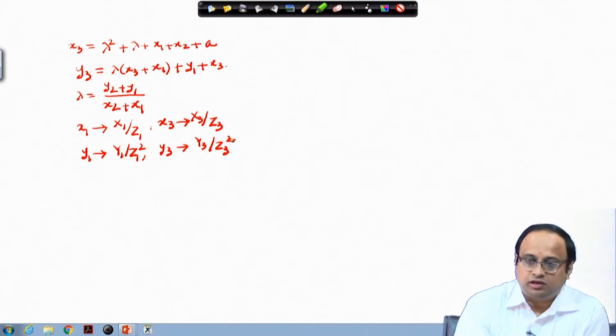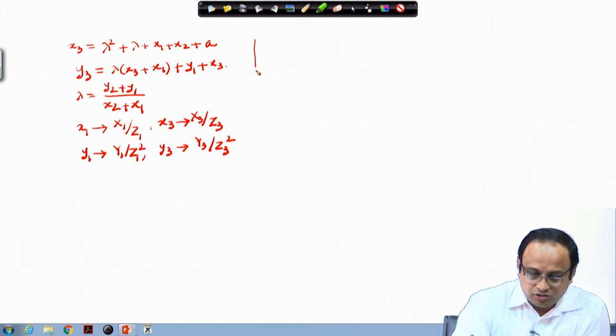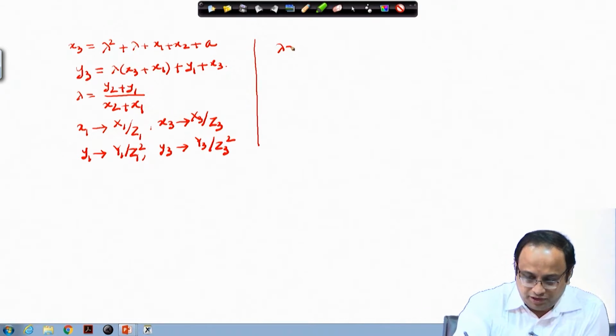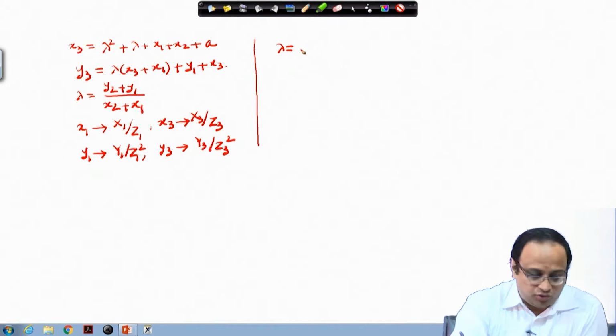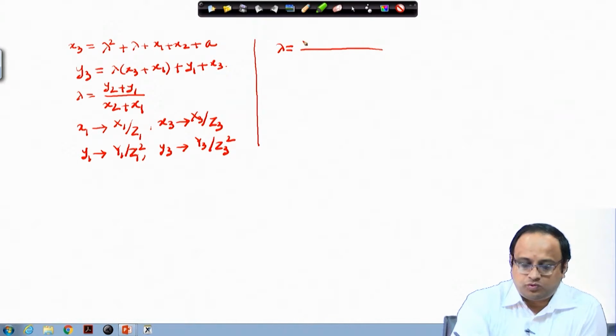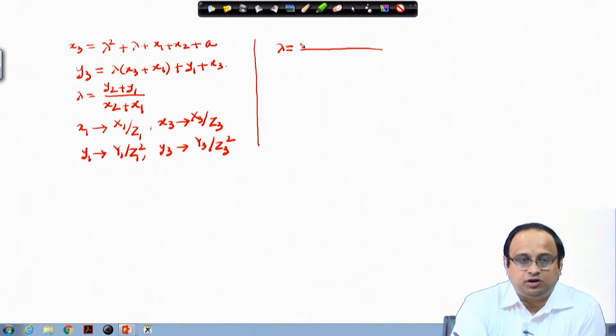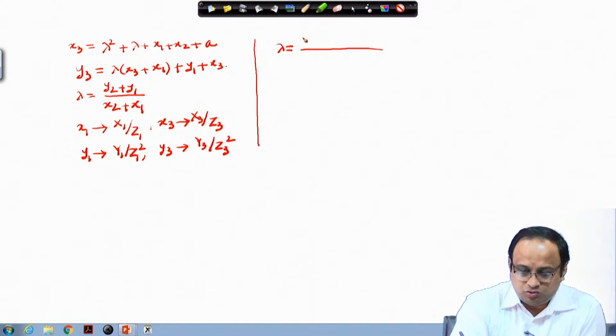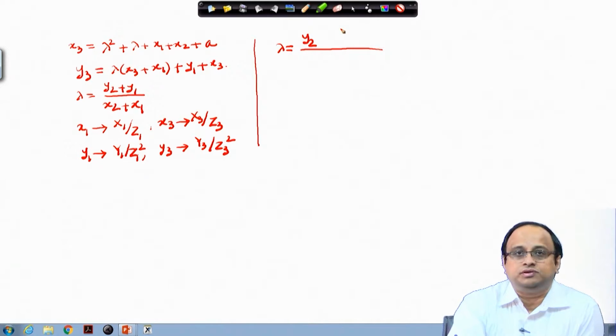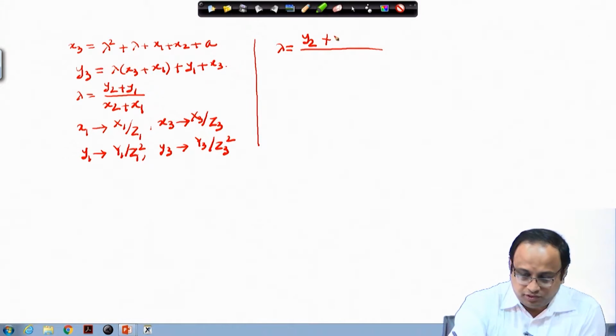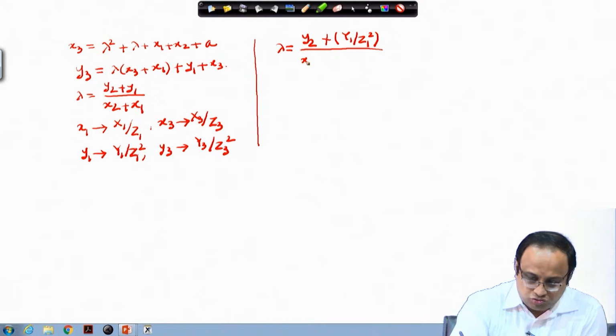Now, with these replacements or substitutions, you can again look into the value of lambda. Remember what we will do is that we will do this operation in affine coordinates. I will be keeping y2 as it is, so y2 will remain in its affine coordinates. Rather, this operation is done in mixed coordinates. The y2 is remaining in affine coordinates and the other one will be in projective coordinates. So, we will write y2 plus y1 by z1 square divided by x2 plus x1 by z1.